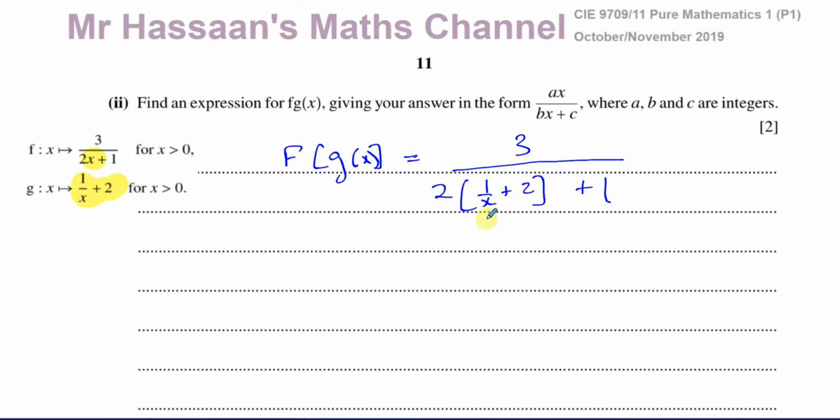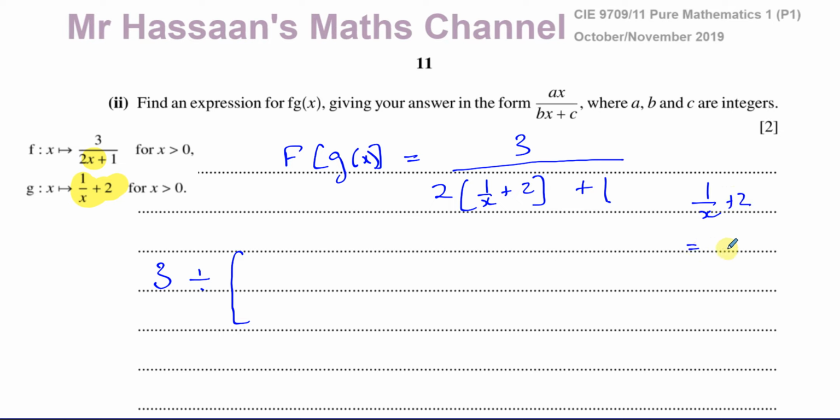Now, this looks of course a bit messy. We have to make it look like that. Now what I would do here is I would just write this as 3 divided by, just to make it less complicated looking. Having fractions over fractions is a bit messy, so I have 3 divided by, and the other thing I would do is take this and make it into one fraction. So let's do that on the side. 1 over x plus 2.